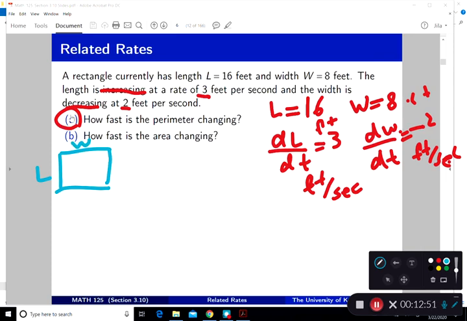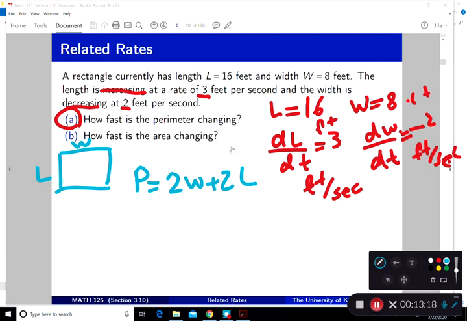Length, width. And so the perimeter is going to be equal to 2W plus 2L. Now, that's the first step. That's the step where we connect the variables together. Now we have to take the derivative of both sides. With respect to what?